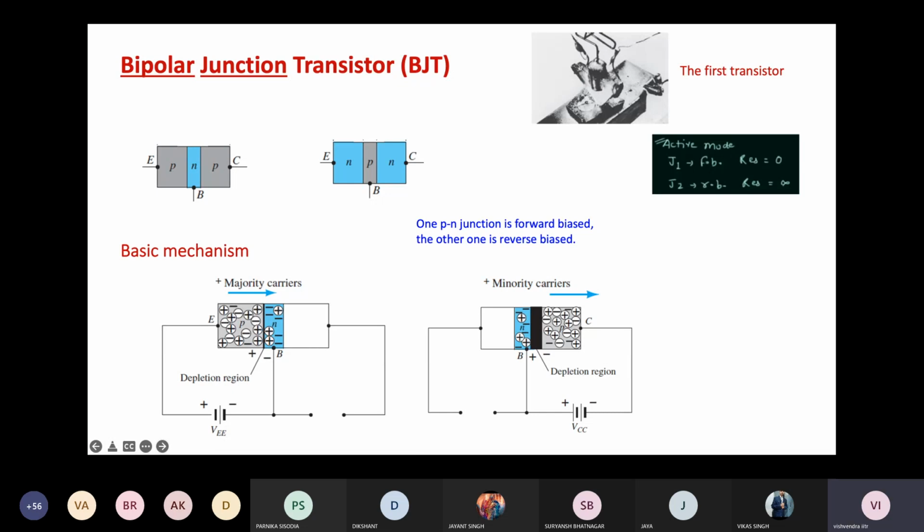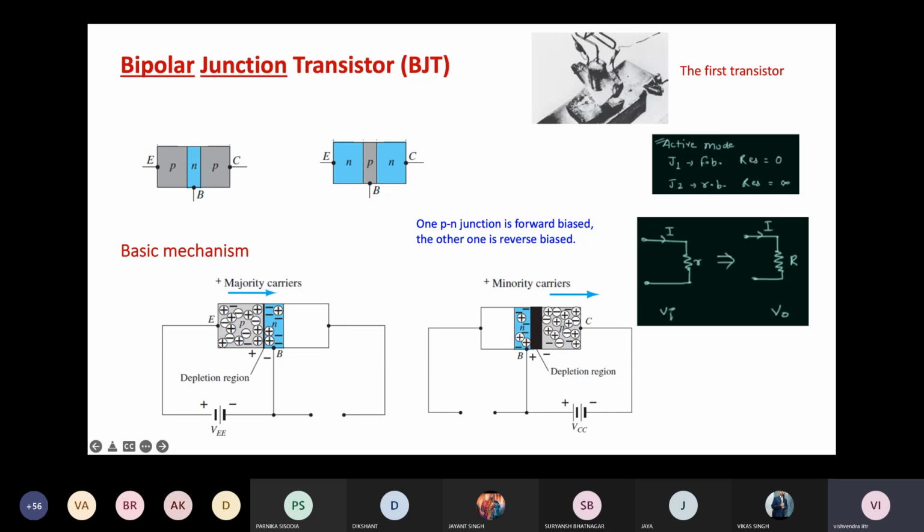And if you remember the IV characteristics of the junction, the resistance of a forward bias junction is small and the resistance of a reverse bias junction is quite large. So what it means is that the charge carriers have been transferred from a low resistance region to a high resistance region. Okay, so that's how this amplification is achieved in the BJT. Now the output voltage will be high on the collector side.